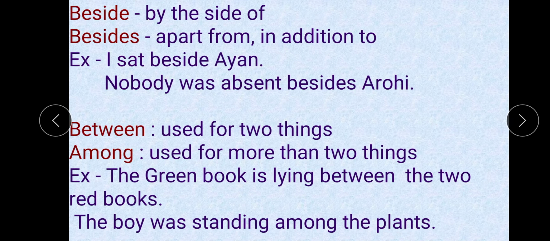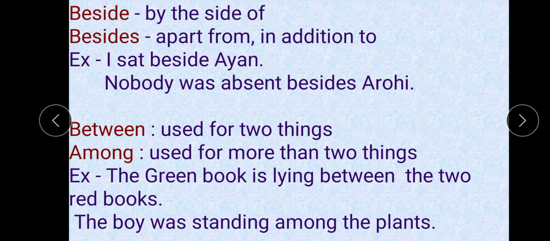Next, beside and besides. It is very confusing, so I have kept it together. Their meanings are different, so keep that in mind. Beside means by the side of, and besides means apart from or in addition to.